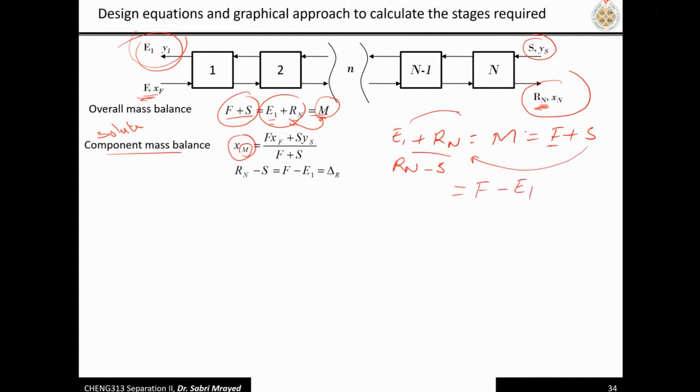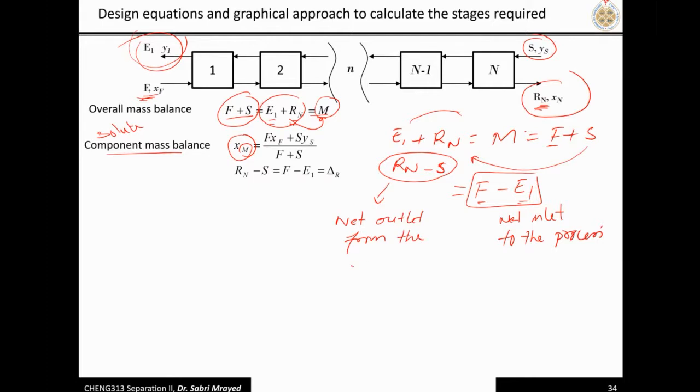So as you see here is the difference between the inlet and the outlet. So this one is the net inlet to the process, which is represented mathematically by F minus E1, and the net outlet from the overall process is represented by Rn minus S. So this will represent the net outlet from the extraction process.